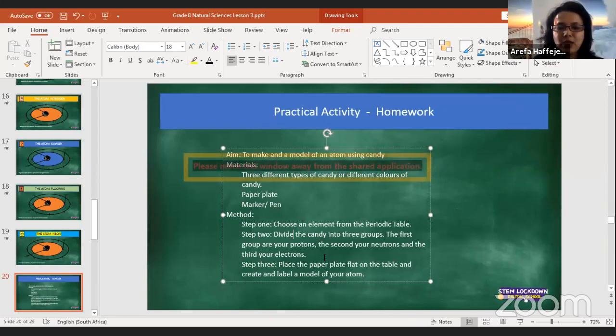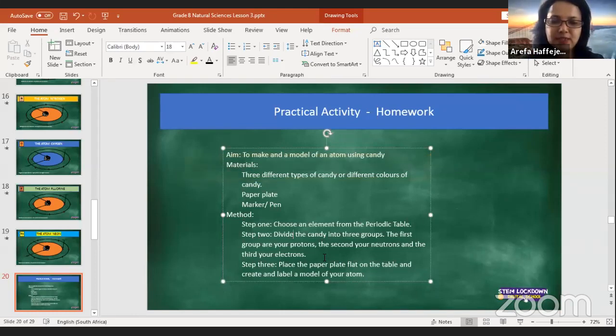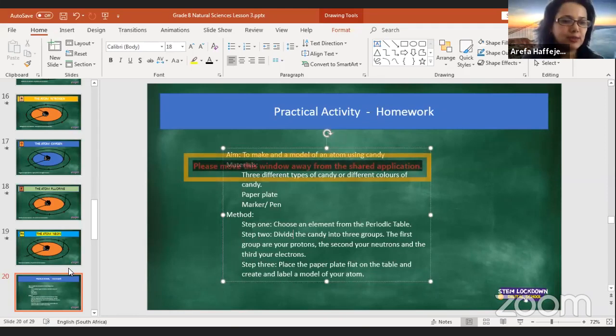And step 3, I want you to draw a nucleus, and in the nucleus, you can place the number of sweets that comprises your element. So let's say if you choose helium, you will put in 2 protons, and then you put in 2 neutrons, and then you're going to draw with your marker or your pencil more orbits outside. And in each orbit, you will put in a different amount of sweets depending on the element that you have chosen.